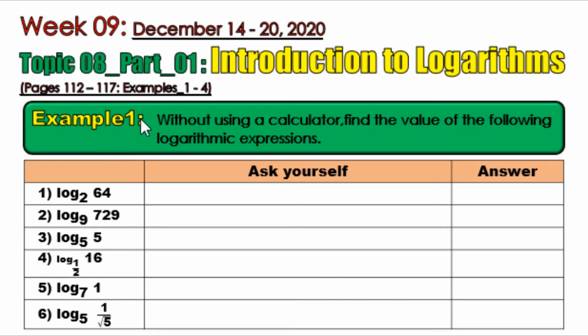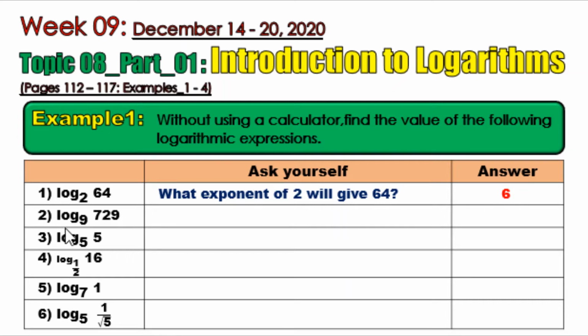Now let us discuss example number 1. Without using a calculator, find the value of the following logarithmic expressions. Number 1, logarithm of 64 to the base 2 is equal to what? Ask yourself, what exponent of 2 will give 64? What do you think? The answer is 6. Therefore, logarithm of 64 to the base 2 is equal to 6.